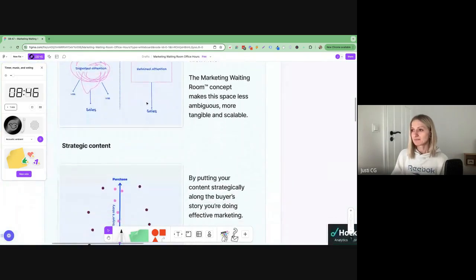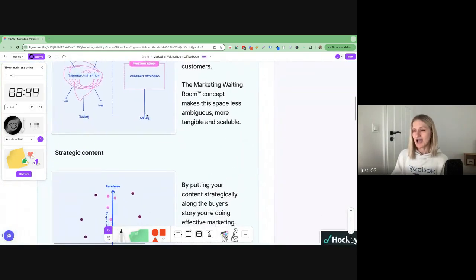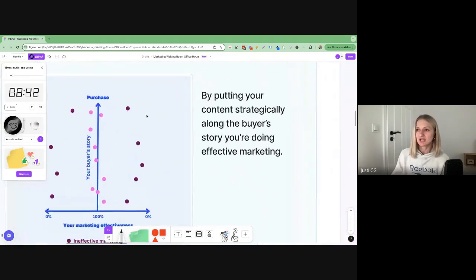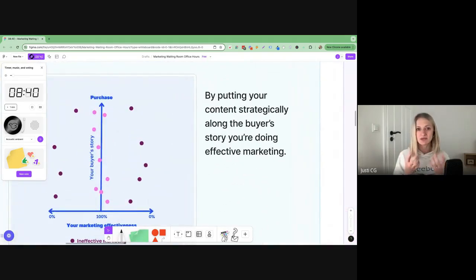So what is happening within that space is essentially providing experiences and content through different channels within that waiting room. The most important thing is that you need to plan them strategically and deploy them strategically along your buyer's story. And that's how you do effective marketing.